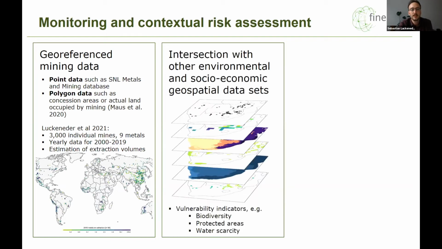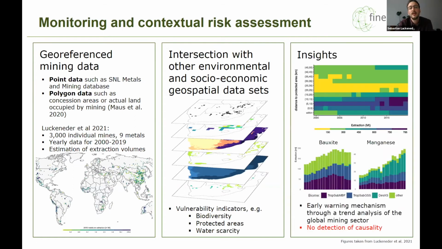And then we used this data, and this brings me now to the risk assessment, to intersect it with other environmental and socio-economic geospatial layers. For indication of vulnerability, we used layers on biodiversity, protected areas, and water scarcity. Considering also the development over time then provides new insights into global extraction trends, disaggregated to whatever set of spatial layers we want, such as distance to protected areas or biome categories. Such an analysis, however, doesn't say much about any causalities.